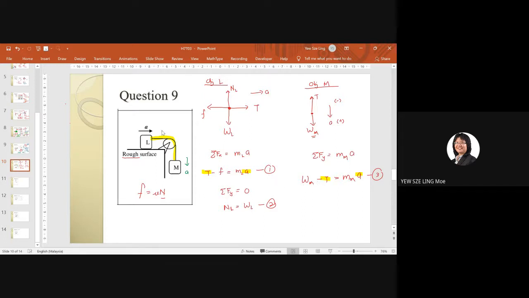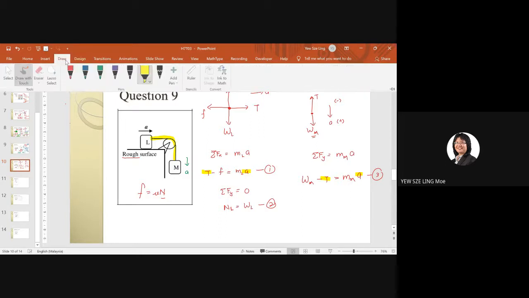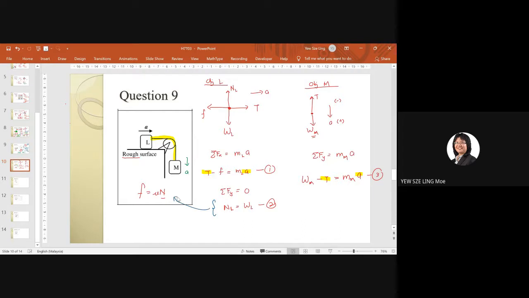Usually, when there is a question like this, it will ask you to determine T and determine A. So this is what you should do. You need equations 1 and 3. And in case you are not given the value of the frictional force, then you need equation 2. Equation 2 is usually for determining the frictional force. All right, so this is question 9.